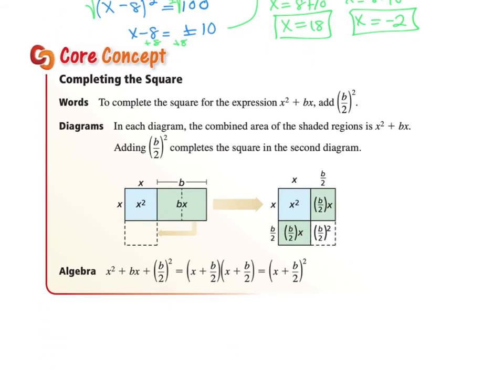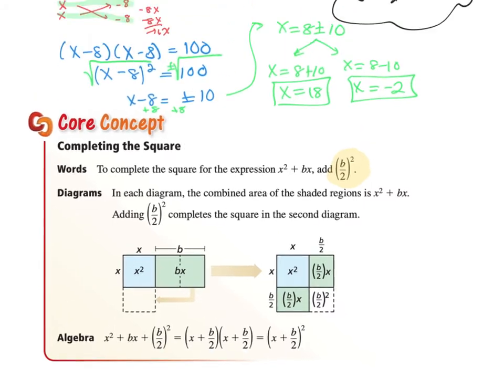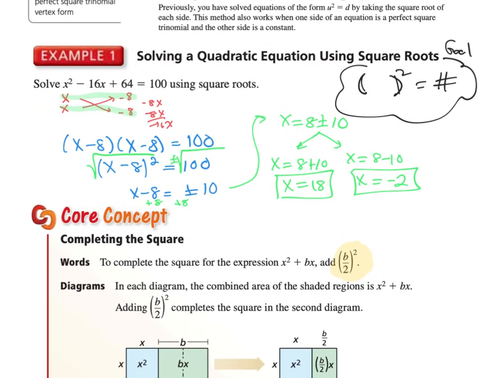All right, so to complete the square for the expression x squared plus bx, add b over 2 squared. Now that is the key. That is very important, so keep that close by. For us to guarantee that this part can be factored like something squared, we need to make sure that this is a perfect square trinomial. That means I can factor this and use these two same binomials, and it ends up factoring this way. So we're going to force this to happen.